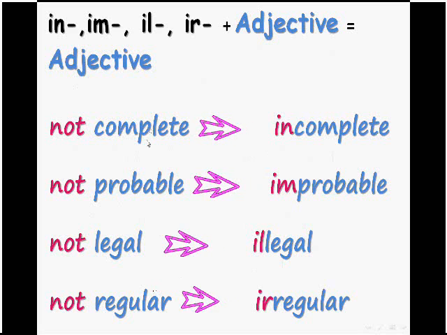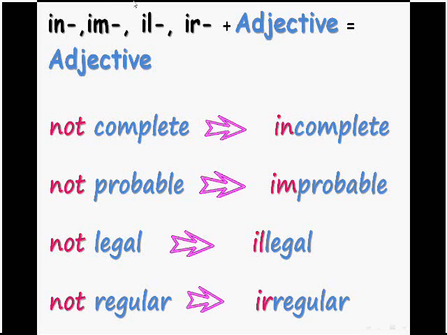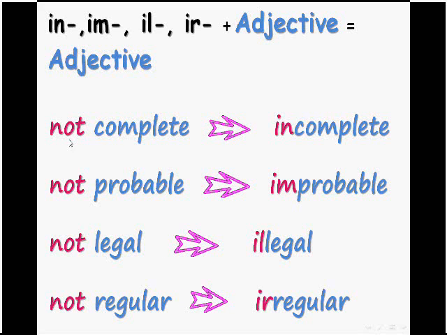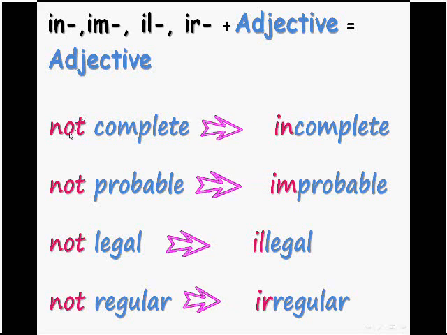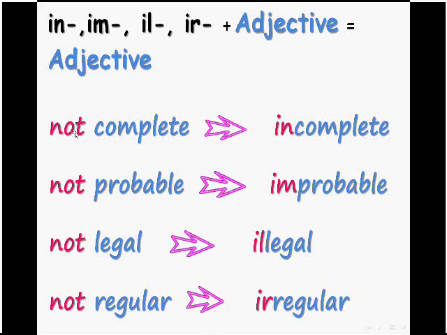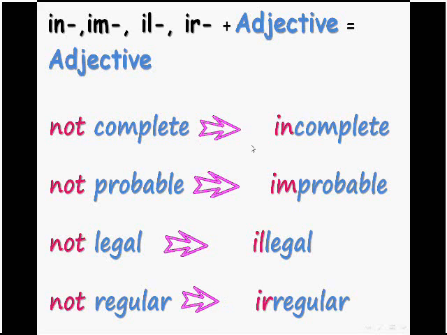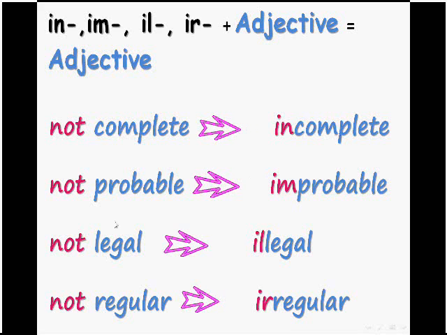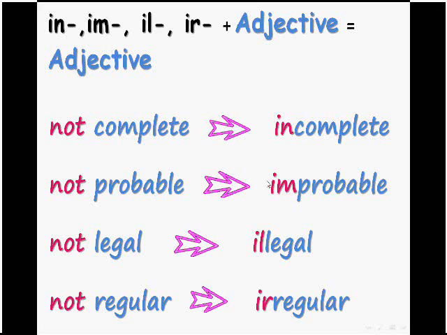Again, we have the prefixes in, im, il, ir, and when I add them to an adjective, it means I am also talking about an adjective. And I think we talked about them before, that all of them mean not, or they give us the negative, okay? So when we have not complete, it means incomplete, not probable, improbable, not legal, illegal, and not regular, irregular.